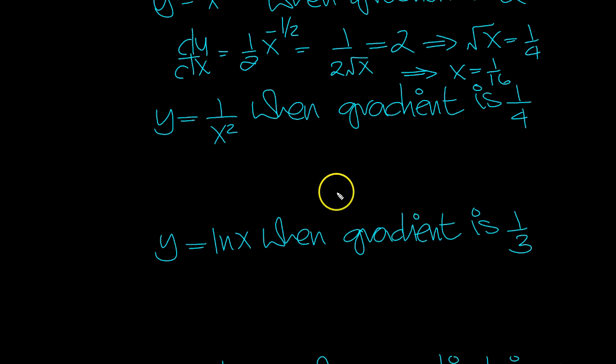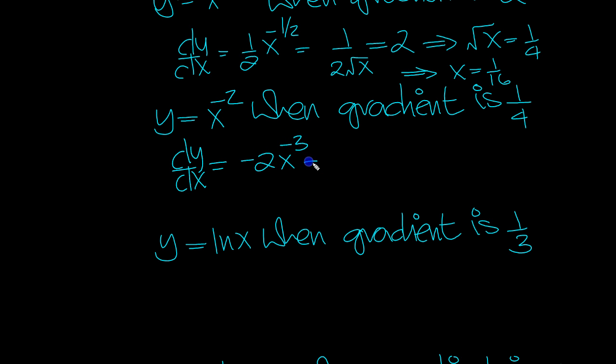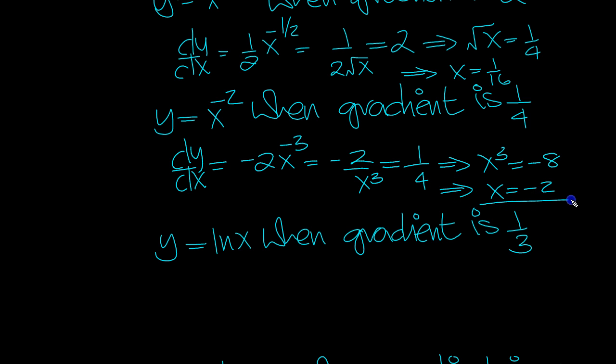Right, that's that one. This is x to the minus 2, so I'm going to write it down straight away in the question. X to the minus 2. So the gradient function then, in general, is minus 2x to the minus 3, isn't it? Which is minus 2 over x cubed. When does that gradient function equal 1/4? Well, move the x cubed up, move the 4 up to be with the 2 to make minus 8. Cube root both sides, we get x equals minus 2. So that's when x equals minus 2.